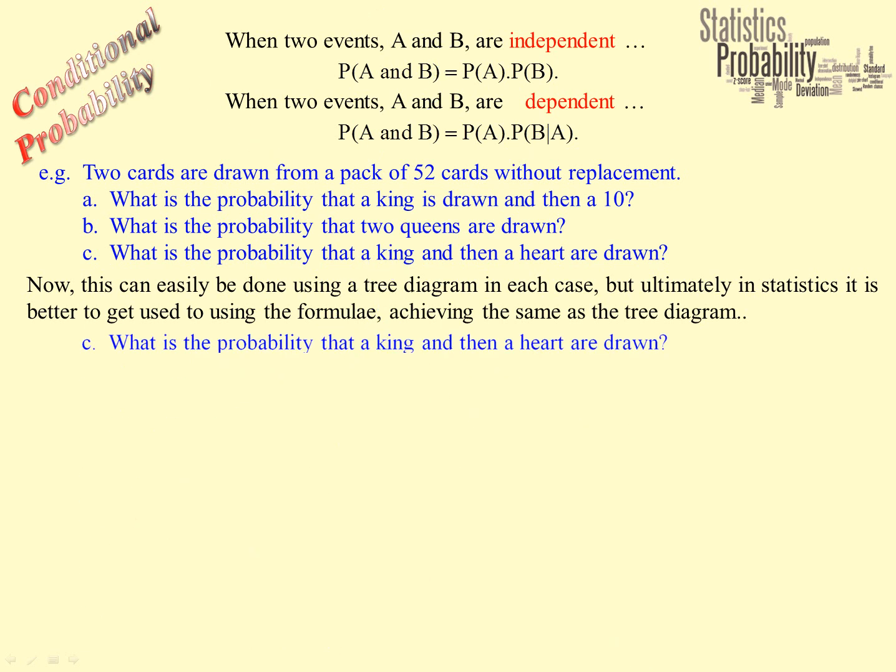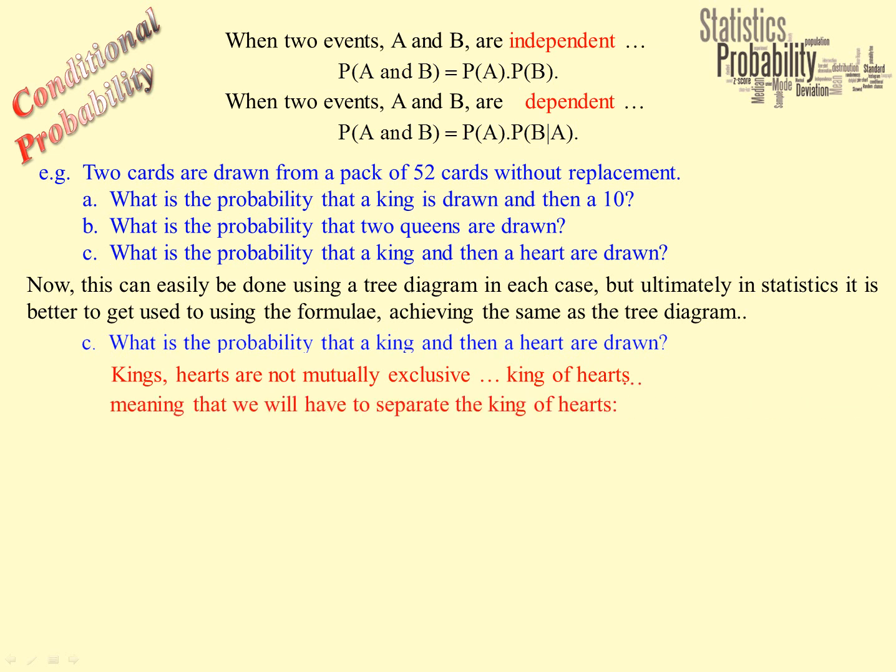What's the probability that a king and then a heart are drawn? We have to be careful here because there is a king of hearts. So we can't just say probability of king times probability of heart given king. We have to divide this into mutually exclusive events. We're going to have to separate the king of hearts. If we draw the king of hearts and then another heart, here's the probability. If we don't draw the king of hearts and then draw another heart, here's the probability. They'll be mutually exclusive, so we'll add them together.